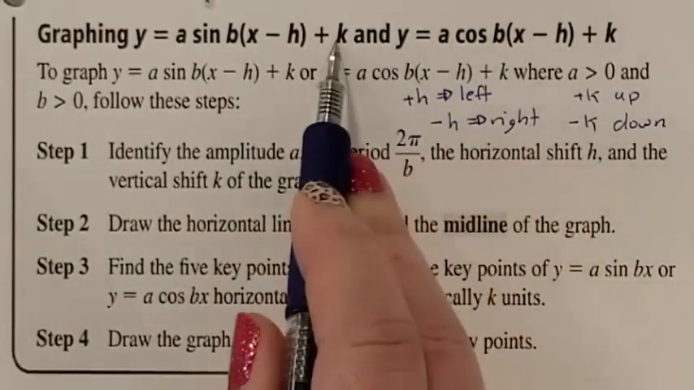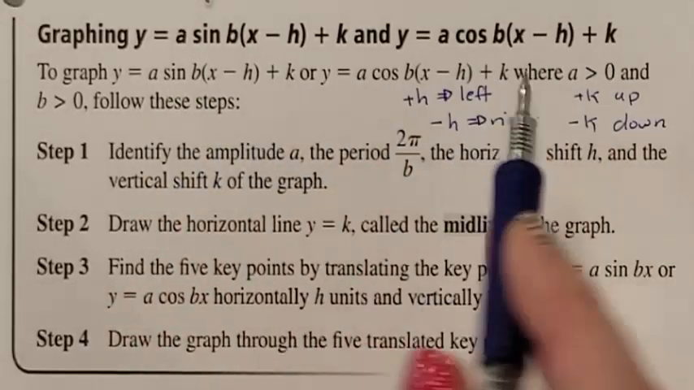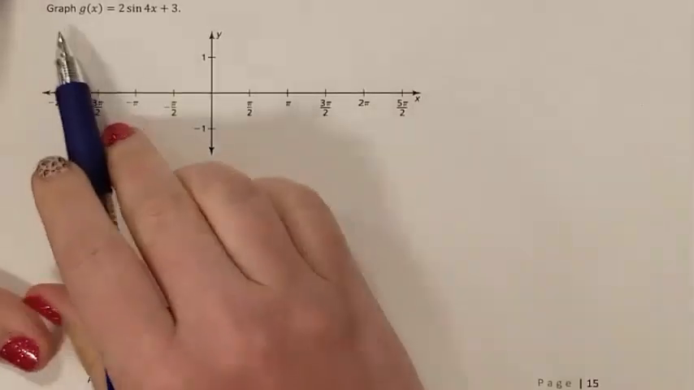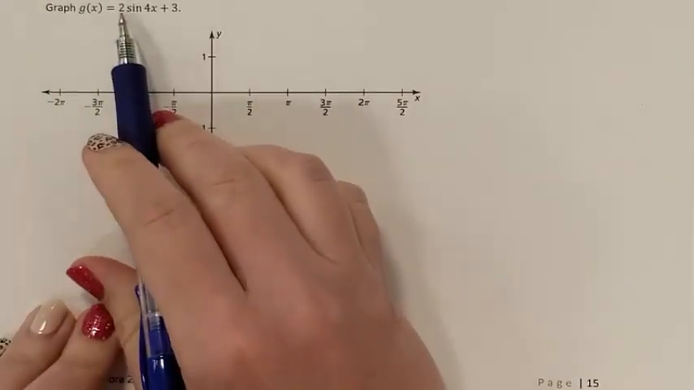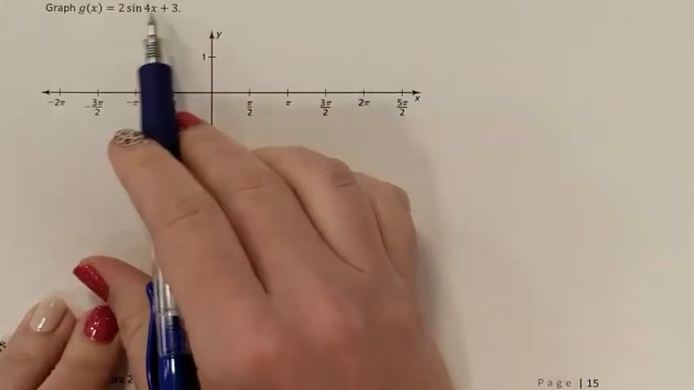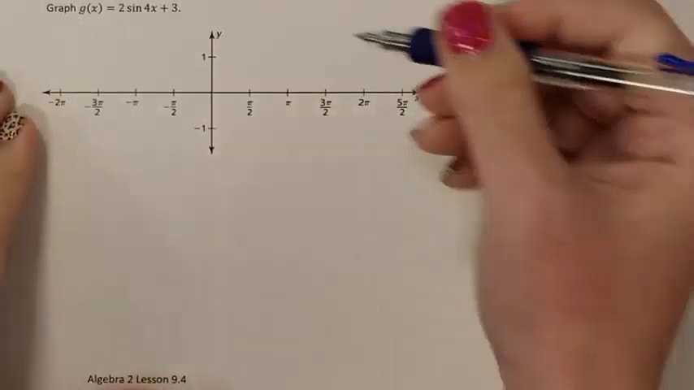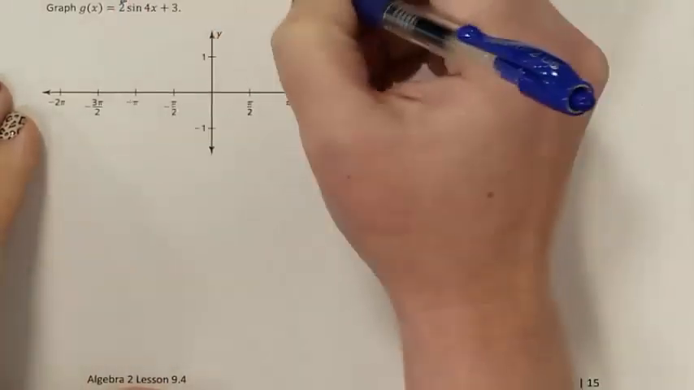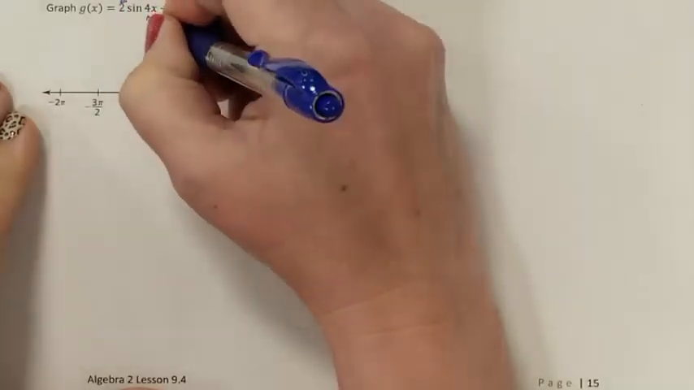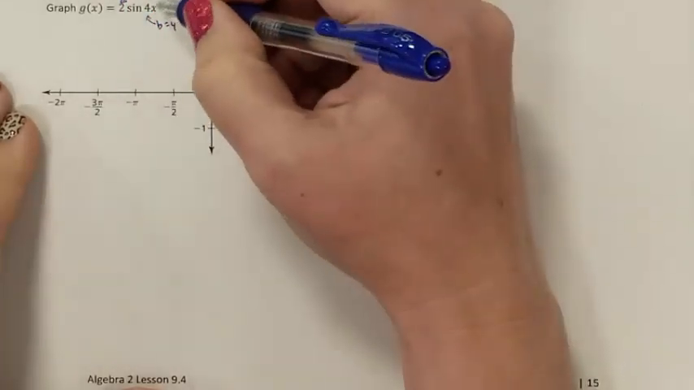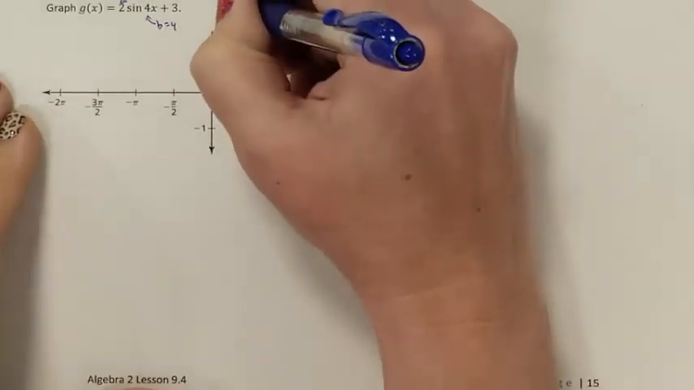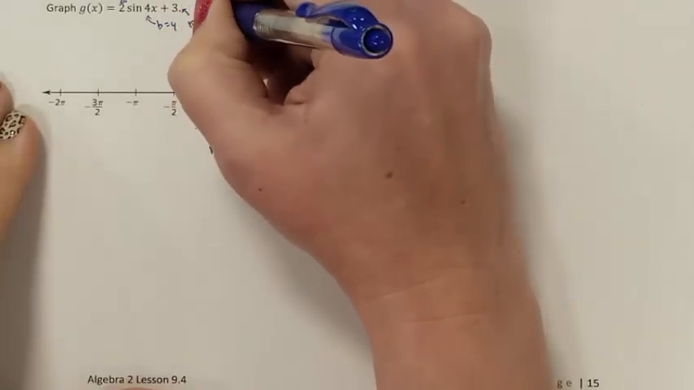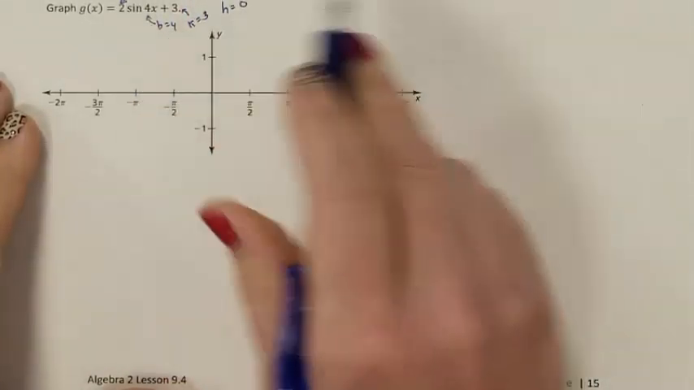The h and k translations work the same for sine and cosine as they did for our parabolas, absolute values, or radicals. So we're being asked to graph g of x equals 2 sine 4x plus 3. First thing that we need to do is identify our a. Our a is always the value in the very front, so my a is 2. My b is the number connected to the x, so my b is 4. There is no parenthesis with an inside, which means my h value is 0. And this added 3 on the outside is my k. So I have my a, b, h, and k.